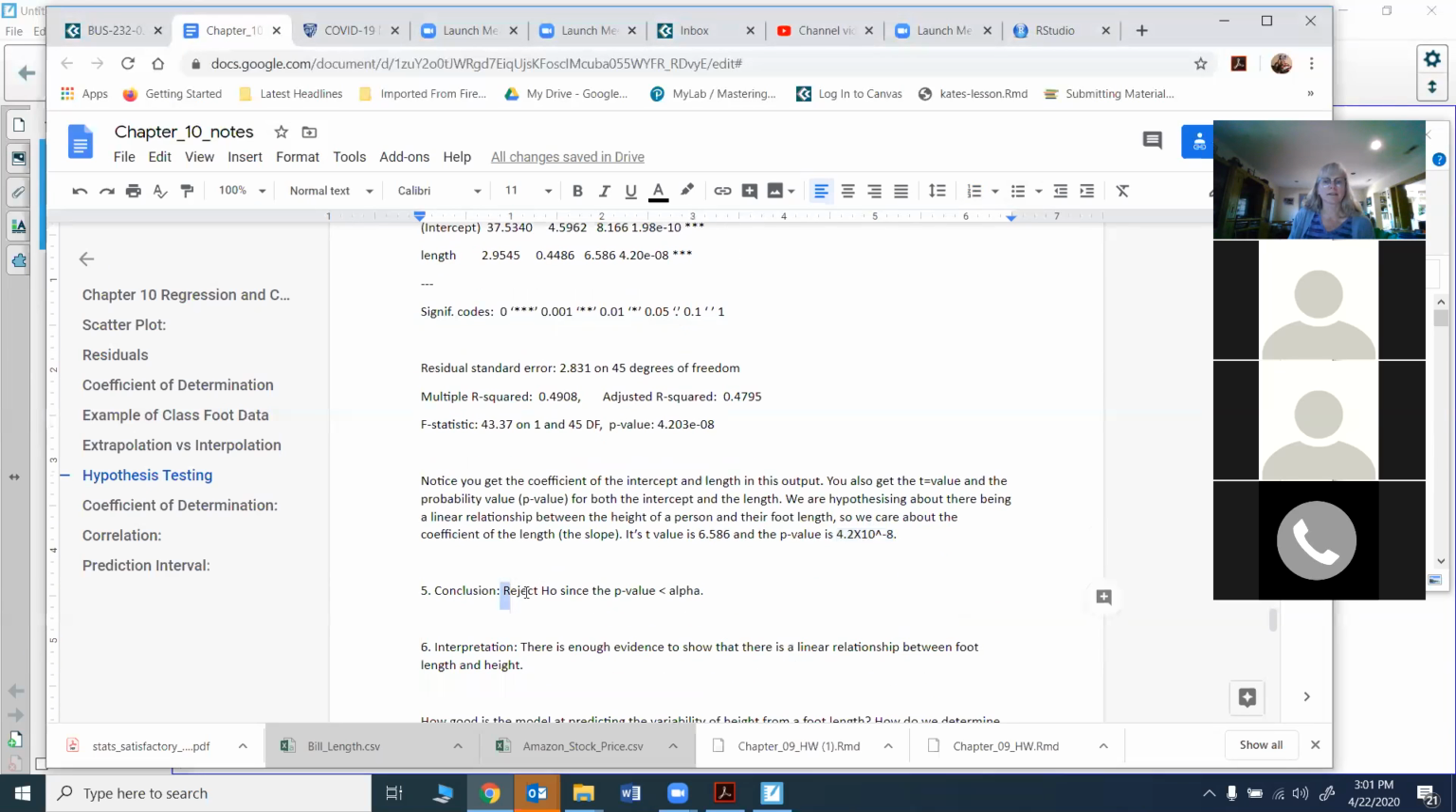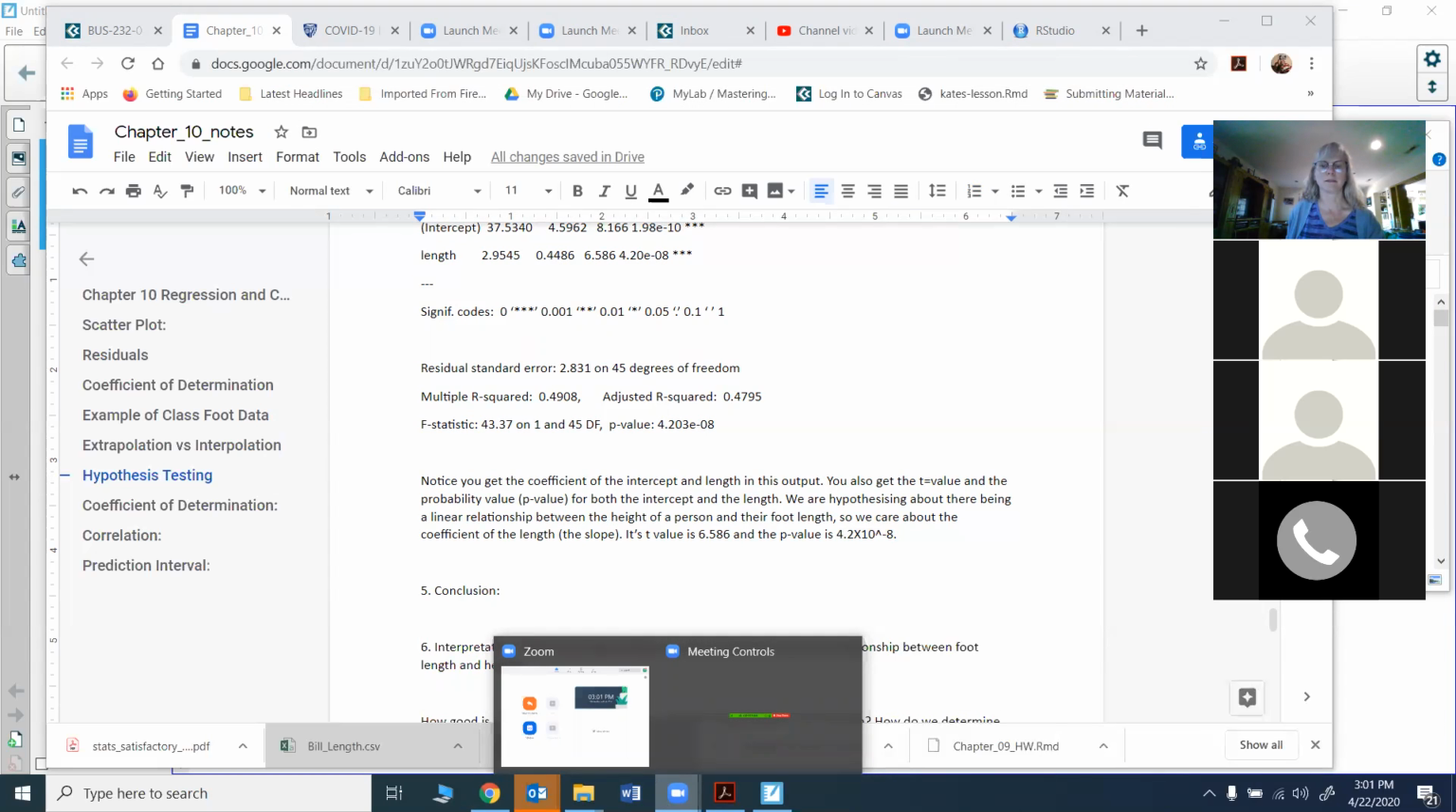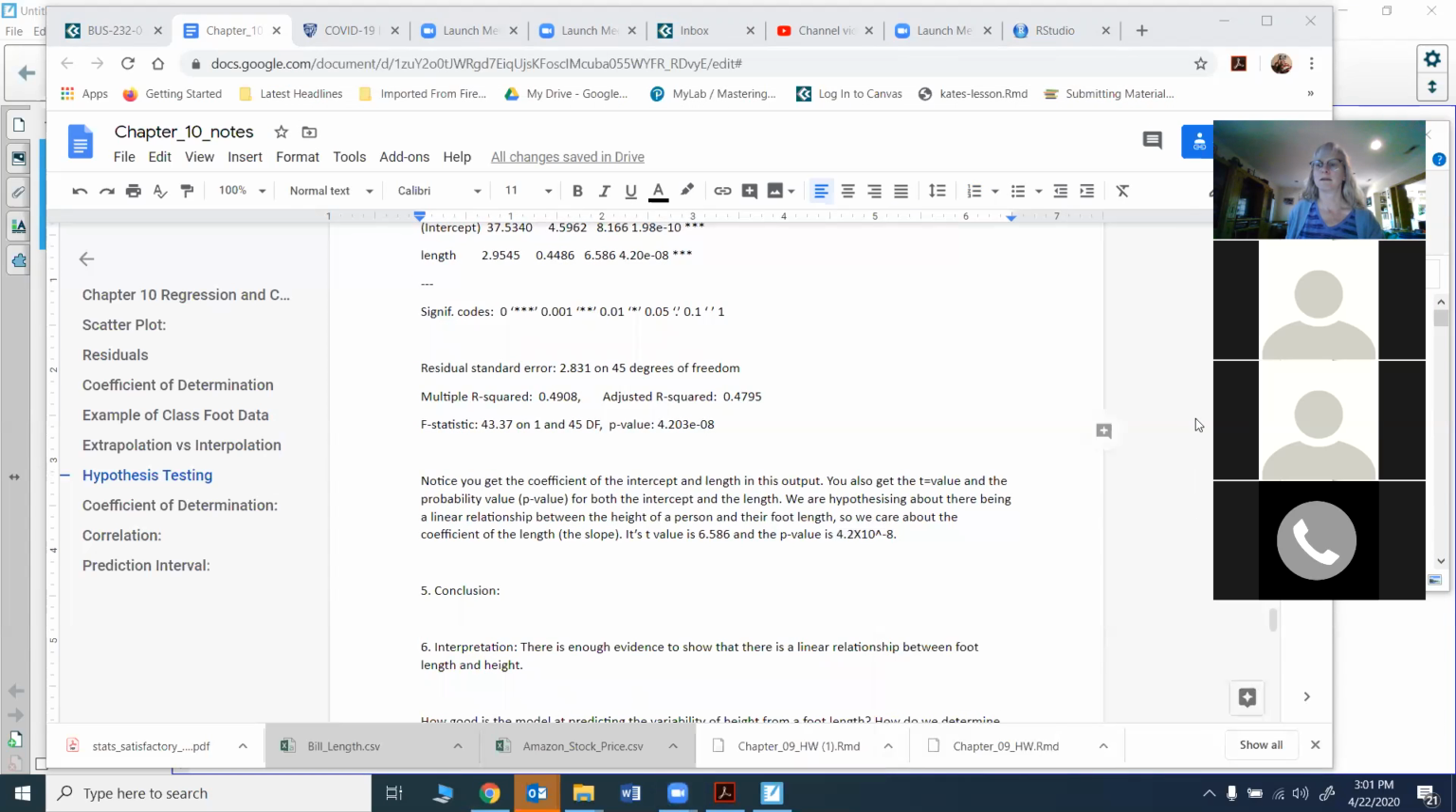So what do we do? Do we reject H0 or do we fail to reject H0? Anybody want to give me an idea of if we're going to reject H0 or fail to reject H0 in this case? Yeah, your p-value is tiny, so you could be rejecting it. Yeah, so I'm going to reject H0. That's the same thing the other Jacob said. So both Jacobs said reject H0.